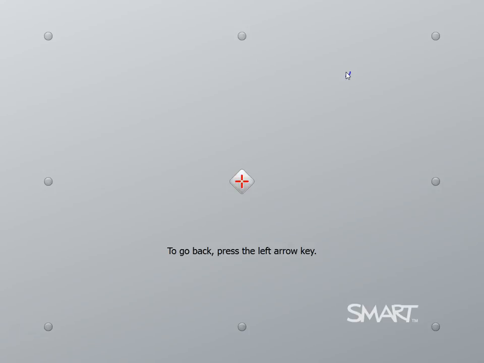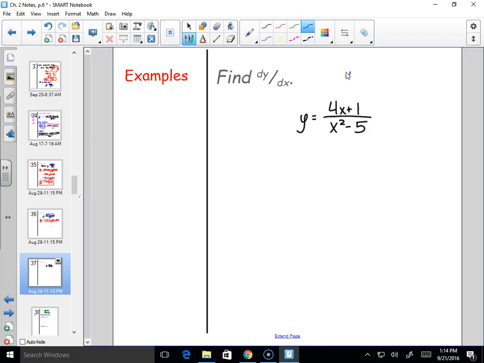Derivative of a quotient is? Bottom d top minus top d bottom, all over bottom squared. Now what does that, in context, mean? When we say bottom, what do we mean? The denominator, and keep it the same.